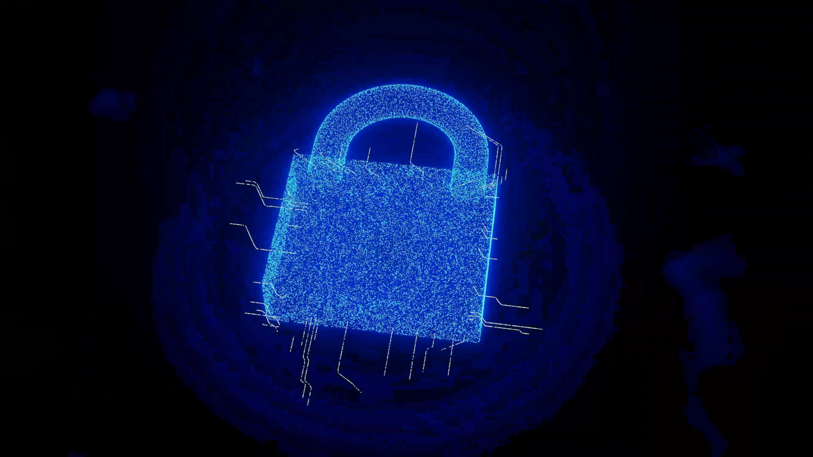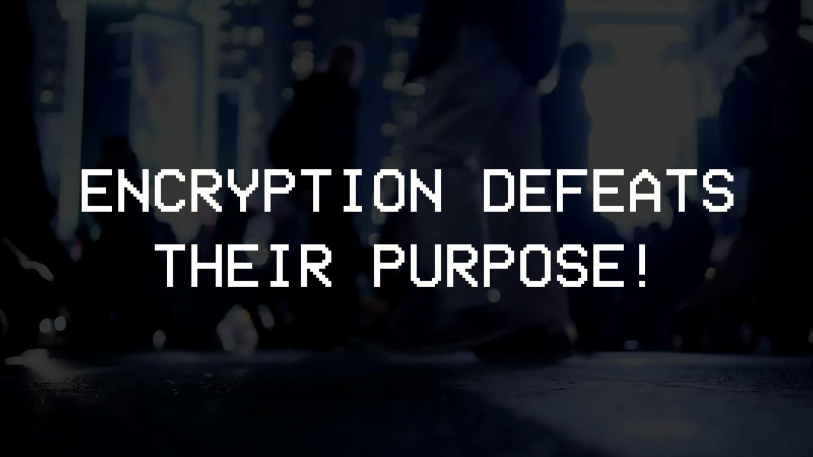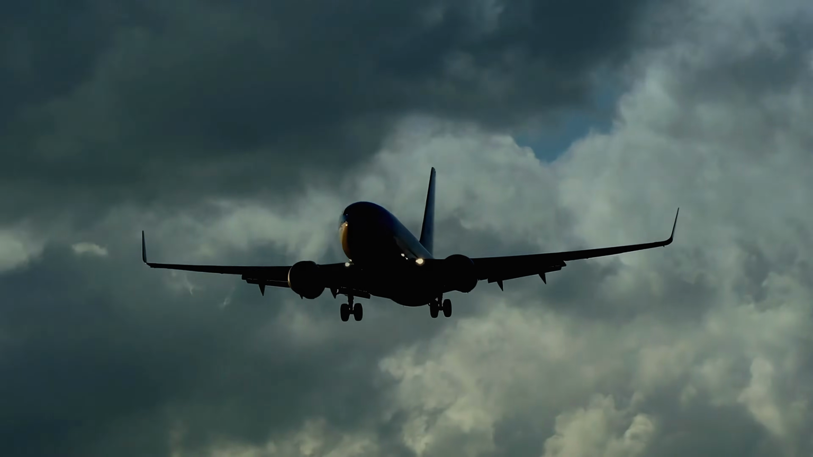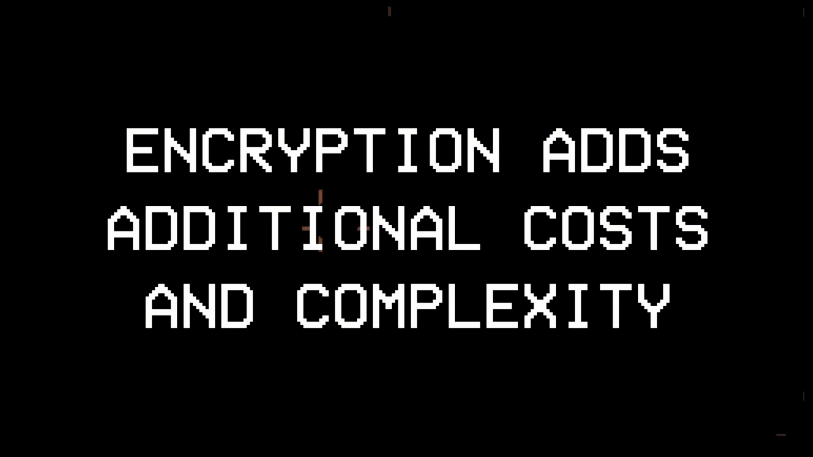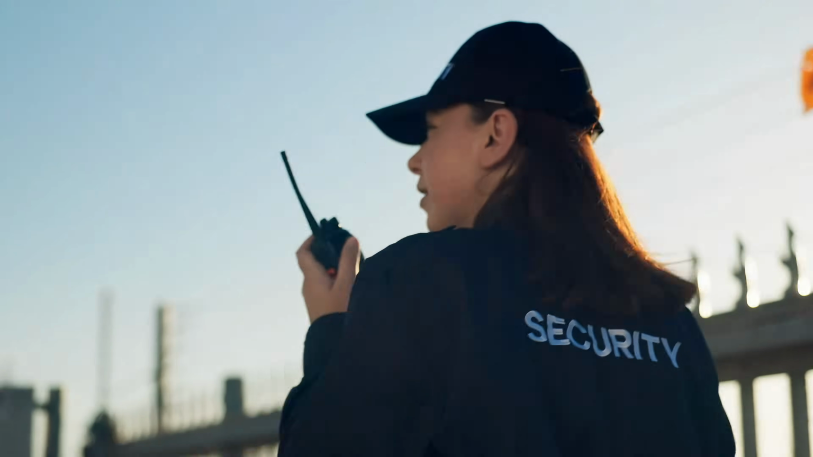Now you might be wondering, why is this even possible, and shouldn't these communications be hidden or encrypted? Well, yes, but the reason why such things are left insecure is either because encryption defeats their purpose, like in the case of air traffic control systems, where pilots and towers need open communication for safety and efficiency, or because encryption adds additional costs and complexity that many government agencies or private sectors avoid, leaving their communications exposed for anyone with the right tools to listen in.